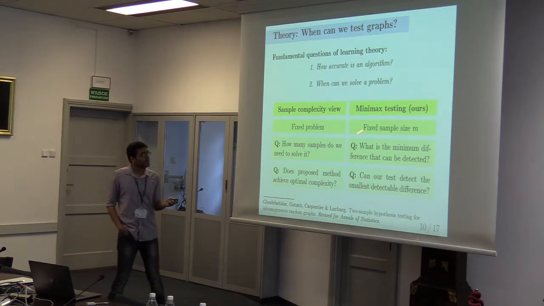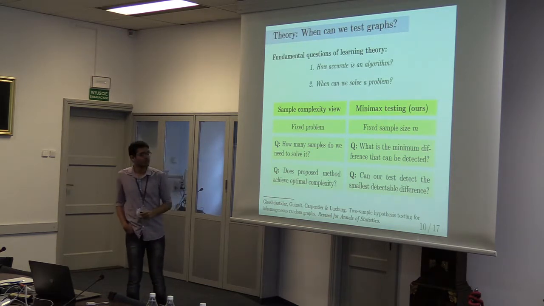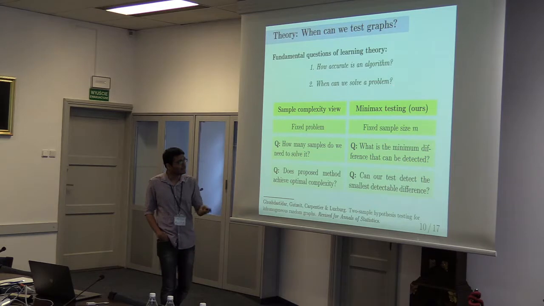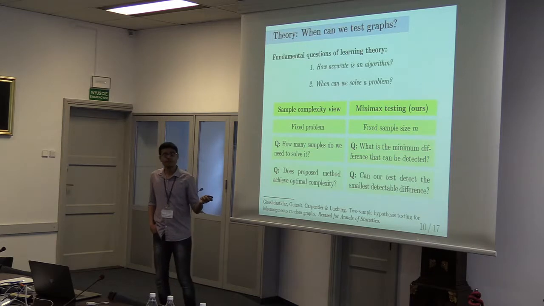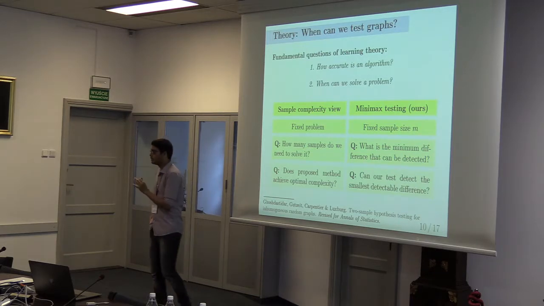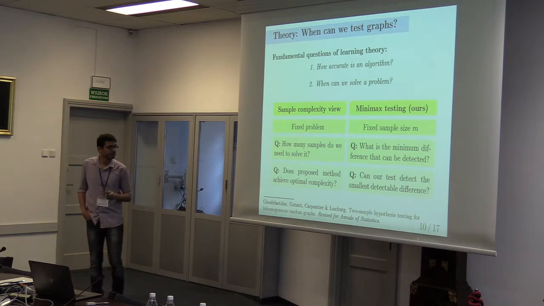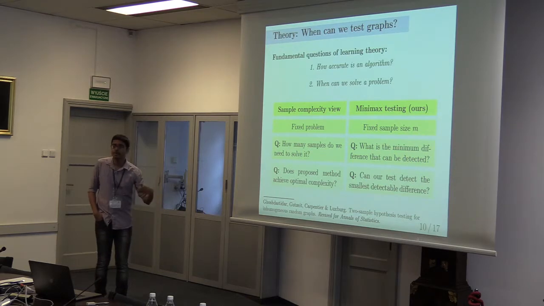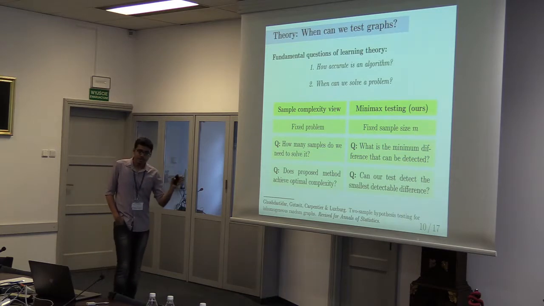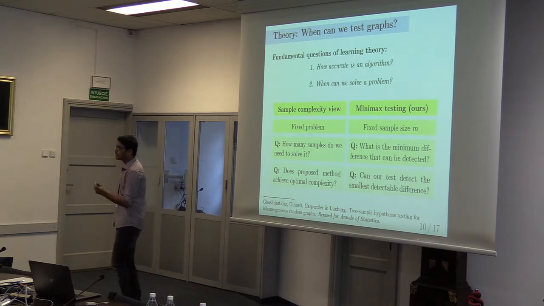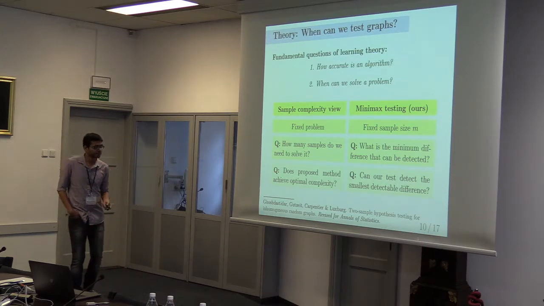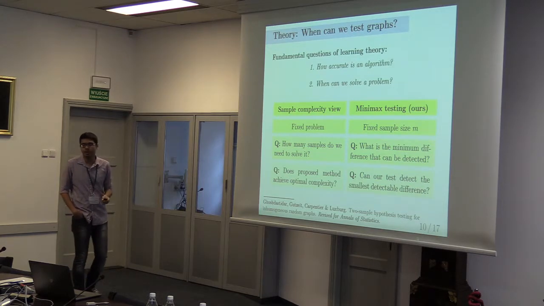So we go into a more minimax testing perspective: we fix the sample size and then ask what is the minimum difference that we can detect? That's where the significant difference comes in. And also, can we come up with an optimal test? Optimal in the sense that whenever we have the smallest detectable difference, can our test detect that difference? And these are all up to constants.